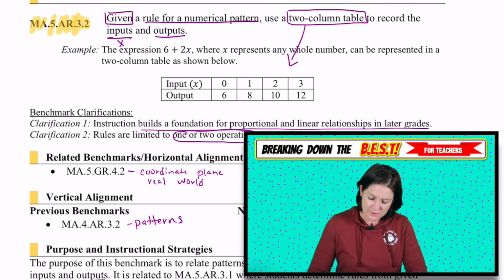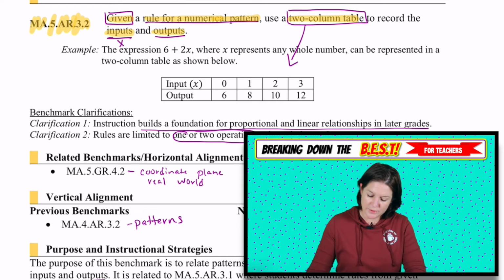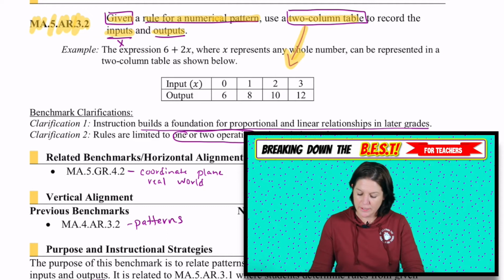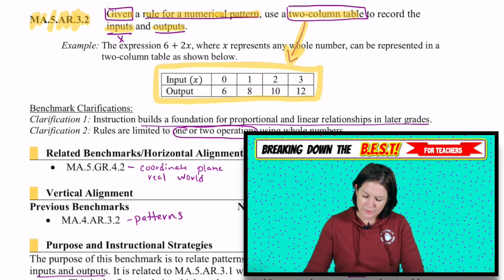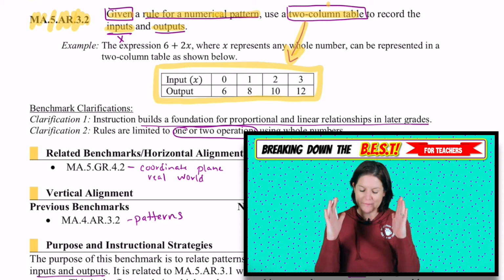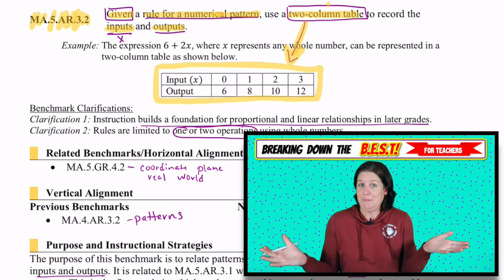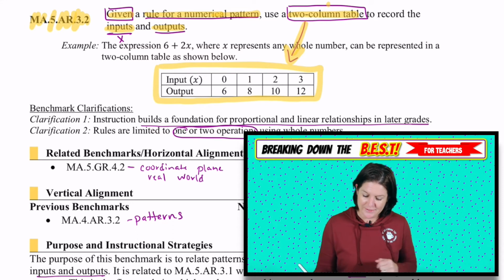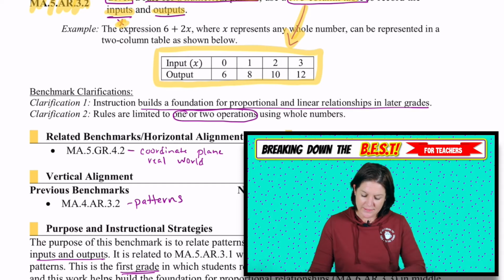Today's standard is MA.5.AR.3.2. The standard says, given a rule for a numerical pattern, use a two-column table to record the inputs and the outputs. Right here I have an arrow pointing to this table. I'm kind of confused on why they call it a two-column table because I thought columns were going up and down. This looks like a table with two rows, not two columns, but I'm just going to leave it like that. And it says to record the inputs, which is represented as X, and the outputs.